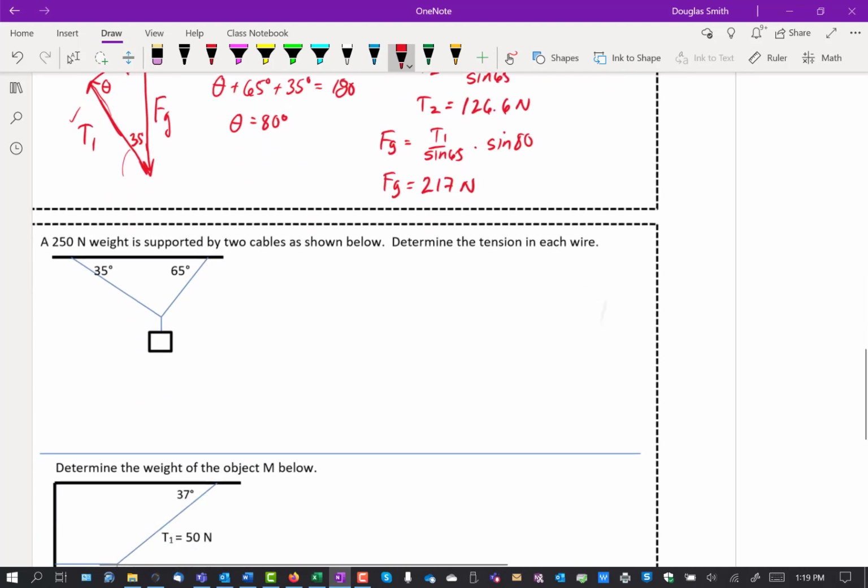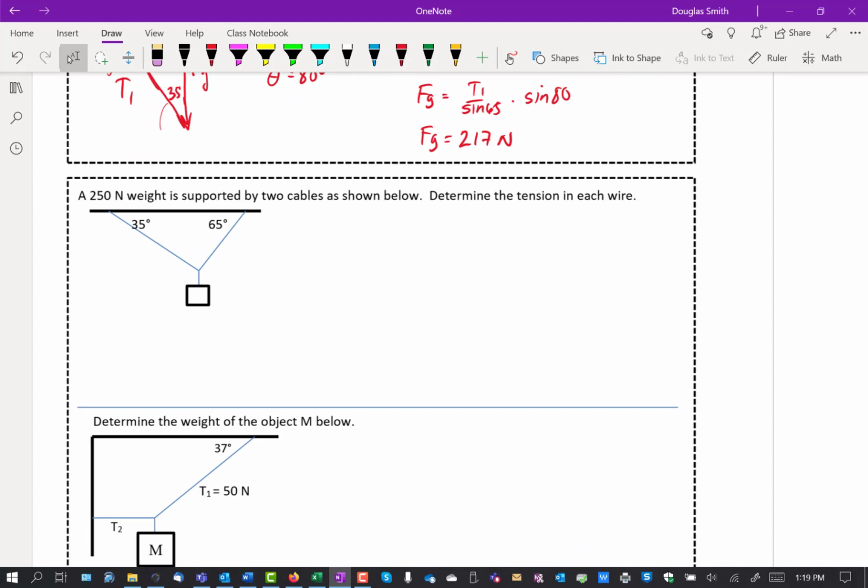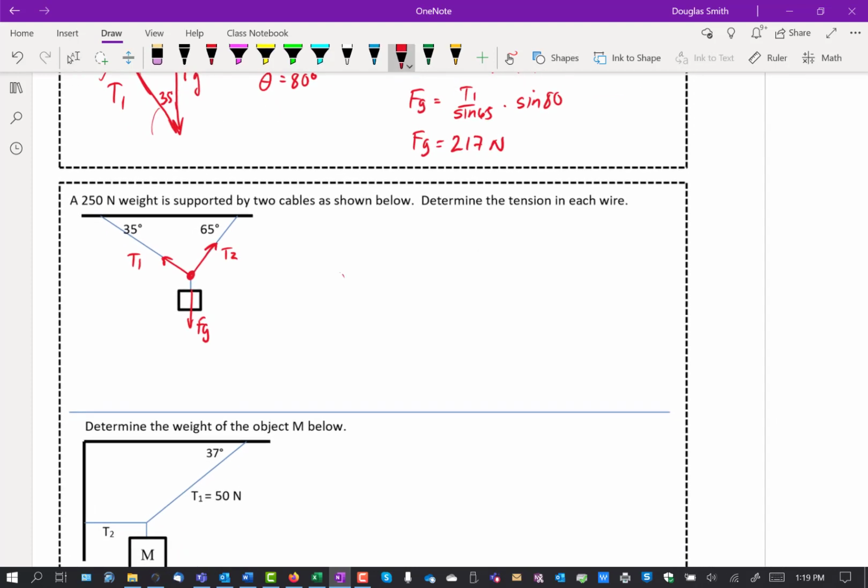All right, let's try a different one. A 250 newton weight is supported by two cables as shown below. Determine the tension in each wire. So I'm going to analyze that point there. Call this T2. Call this T1. This is FG. Let's try the sine law again. I like that, worked out pretty well. So the drawing is very similar to my other drawing. So there's T1, something like this. And I know FG is going to be coming straight down, so it's going to be something like that. So there's T1, T2, FG.